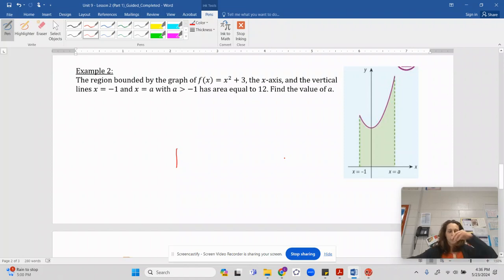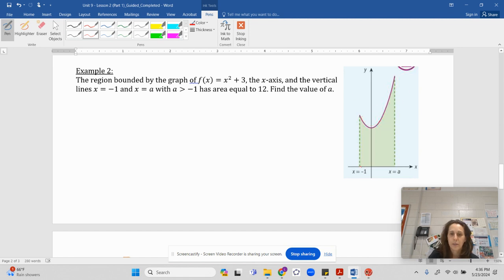Okay, finally our last problem. I'll give you a second to read it. All right, so what we see is we have the area underneath this curve, x squared plus 3. The curve is drawn over here, x squared plus 3. We have a little visual.